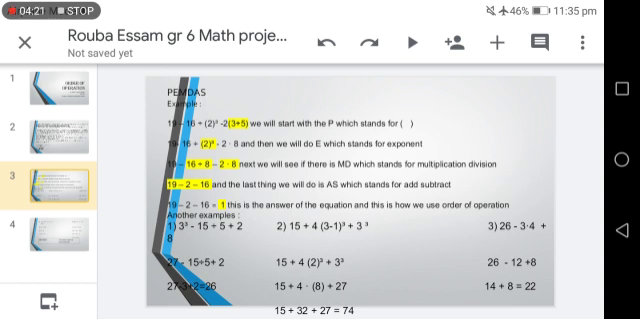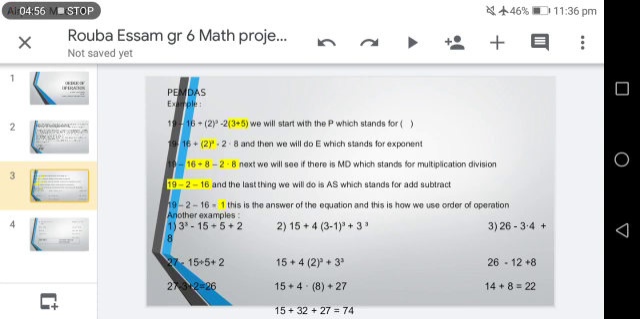Another example is 3 to the power 3 minus 15 divided by 5 plus 2. First, we start with P. We have no P in this equation. And then the exponent. The exponent is 3 to the power 3. We solve this: 3 to the power 3 is 27. We write the equation with the changes. So it's 27 minus 15 divided by 5 plus 2.